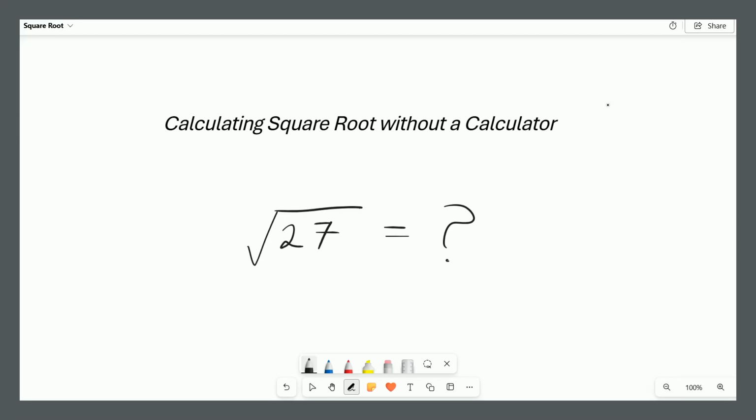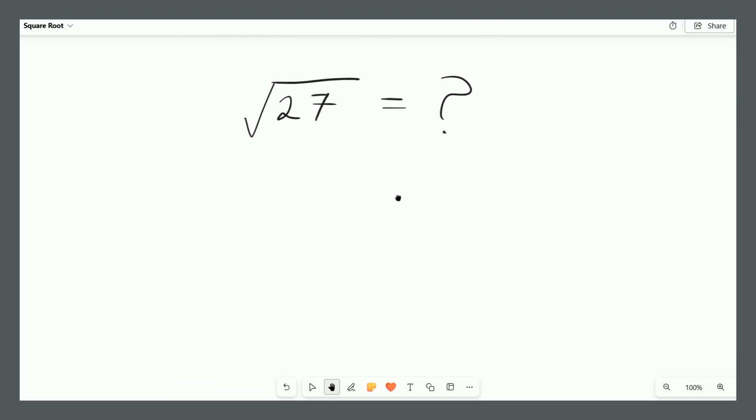How's it going, everyone? In this video, I'll show you how to calculate the square root of a number without using a calculator. It's actually a very simple and elegant process. So, let's say we have the square root of 27.